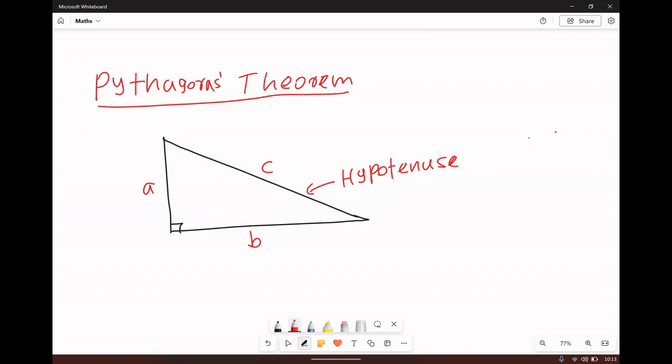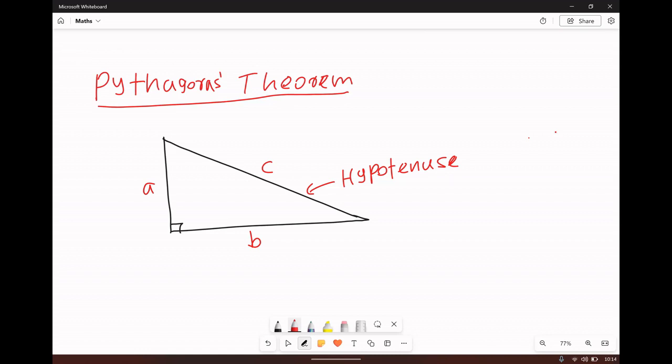Right? The Pythagoras theorem states that the square of the length of the hypotenuse is equal to the sum of the squares of the lengths of the other two sides. Hope it is clear. It states that the square of the length of the hypotenuse is equal to the sum of the squares of the lengths of the other two sides.